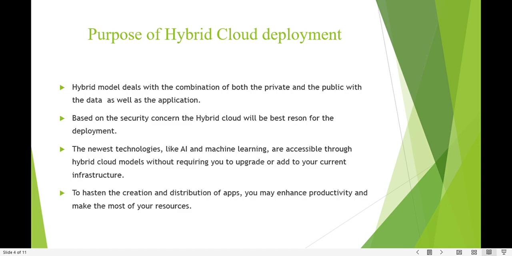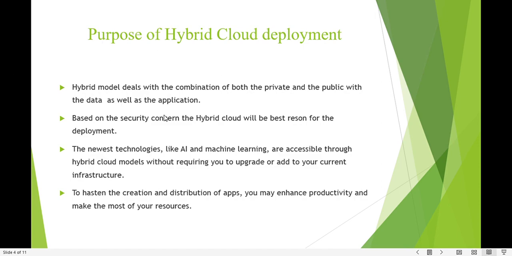What is the purpose of hybrid cloud deployments? Why do we require this? The hybrid model deals with the combination of private and public, with the data as well as the application. Based on the security concerns, the hybrid cloud will be the best reason for these deployments. And the newest technologies like artificial intelligence and machine learning are accessible through the hybrid cloud model without requiring you to upgrade the concerned infrastructure. The hassle is the creation and distribution of apps. You may enhance productivity and make sure it is the right resource.